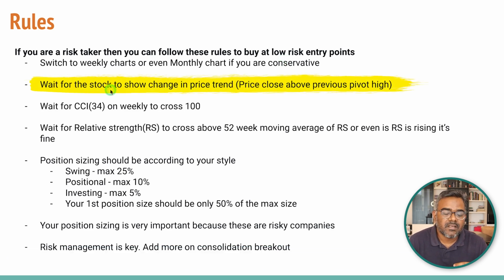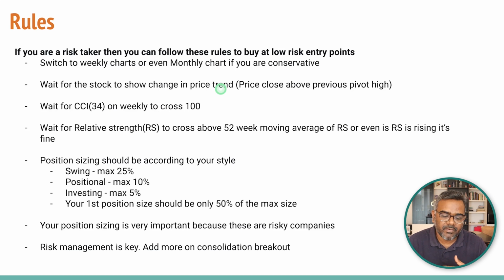Now, point number two is we will always wait for the stock to change its trend in terms of the price. So the price trend should change from a downtrend to an uptrend, right? There are some videos on stage analysis on my channel. You can check that out to understand what is an uptrend, downtrend, and how you can identify such stocks. I'll also talk about that in this video shortly. So price should close above the previous pivot high. I'll tell you what that is shortly, but do keep this in mind that the price should close above the previous pivot high, which indicates that the trend is changing. So that's rule number two.